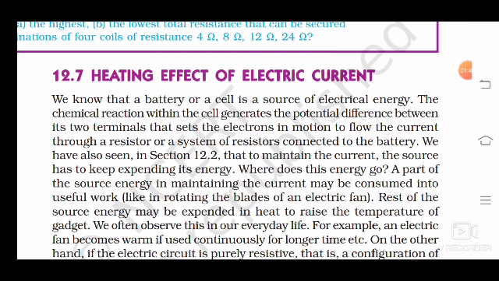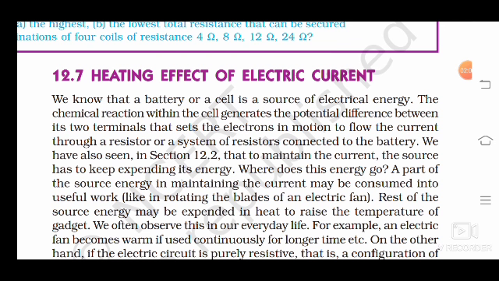We know that a battery or a cell is a source of electrical energy. The chemical reaction within the cell generates the potential difference between its two terminals that sets the electrons in motion to flow the current through a resistor or a system of resistors connected to the battery. We have also seen in section 12.2, you can have a look, that to maintain the current, a source has to keep expending its energy.